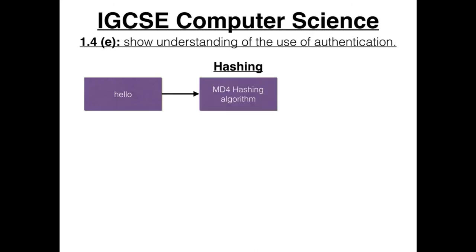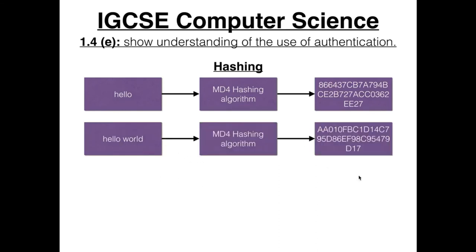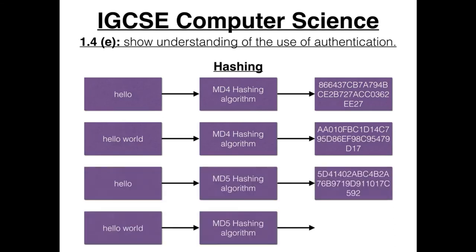So let's look at some hashing algorithms. Take the MD4 hashing algorithm. If we input hello, it would produce this. If we input hello world, it would produce this. As you can see, there's a huge difference in the values, and all we did was add a space and world. If you tried an MD4 hashing algorithm online and input hello with a capital H, you'd notice a similarly big difference. There's also the MD5 hashing algorithm, but this is just to show you the point: hashing is a really complex process.